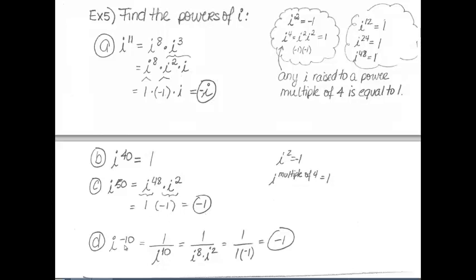Suppose I have a negative exponent. Anytime you see a negative exponent, flip it. So I flip to get 1 over i to the 10th power. Now break it down with a number closest to 10 that is a multiple of 4. Well, i to the 8th times i to the 2nd. i to the 8th is 1, i to the 2nd is negative 1. 1 times negative 1 is negative 1. 1 divided by negative 1 is negative 1.